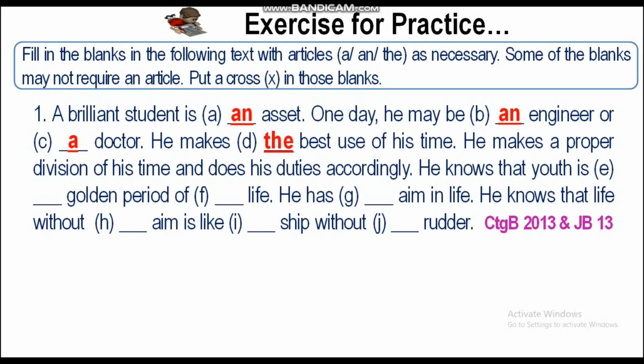He knows that youth is dash golden period. We know that if an adjective remains before a noun, then the article is used before that adjective. Here, golden is an adjective and it remains before the noun period. So the article will be used before the adjective golden. Again, here golden period indicates definitely, particularly, the period of young life. So article the will be used in the blank number E.